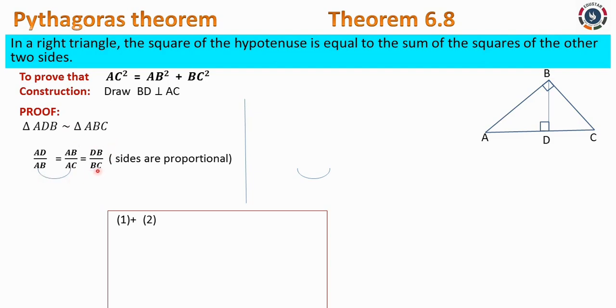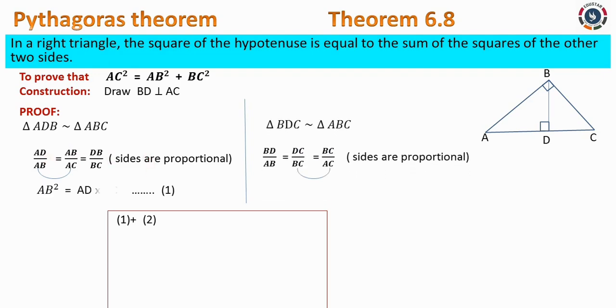Out of 3 ratios, which one we are going to use? Which contains AB. Am I clear? Why? In the right hand side, we have to get the result as AB square. So, AB into AB, we will get AB square. Am I clear? Okay. So, AB square, which is equal to AD into AC.